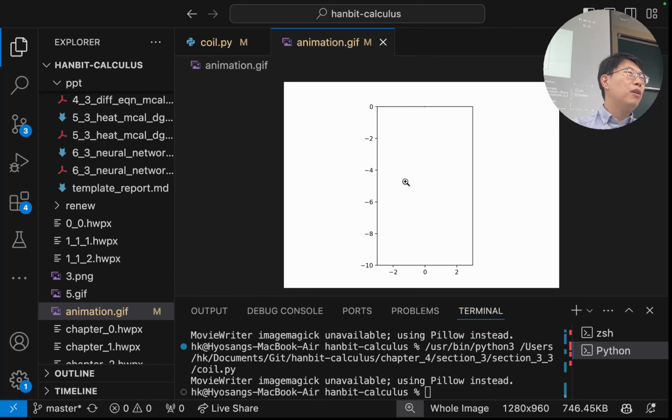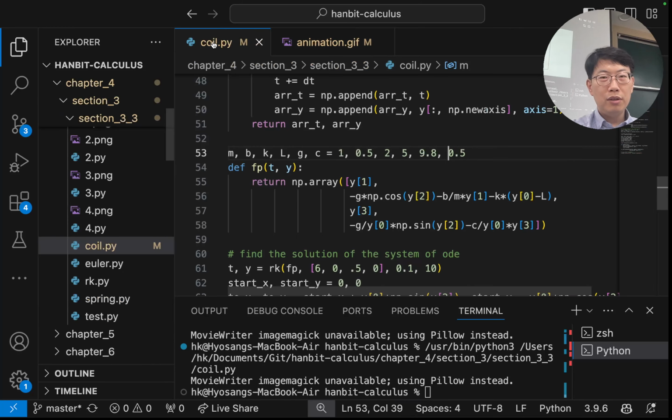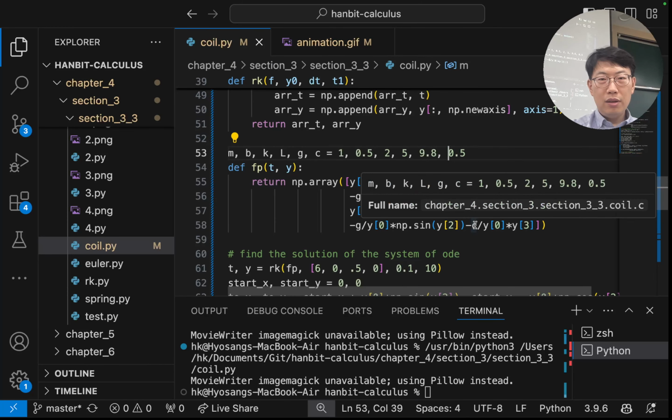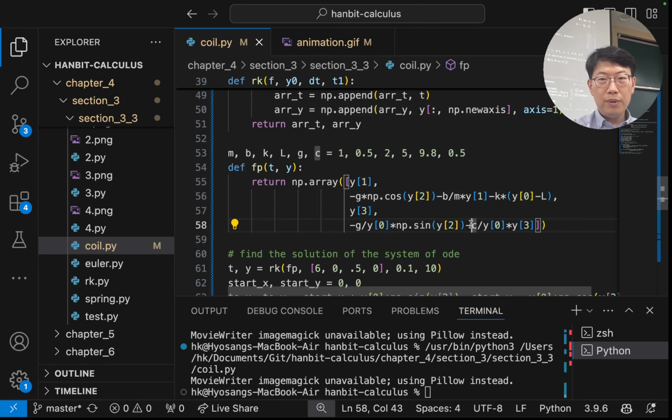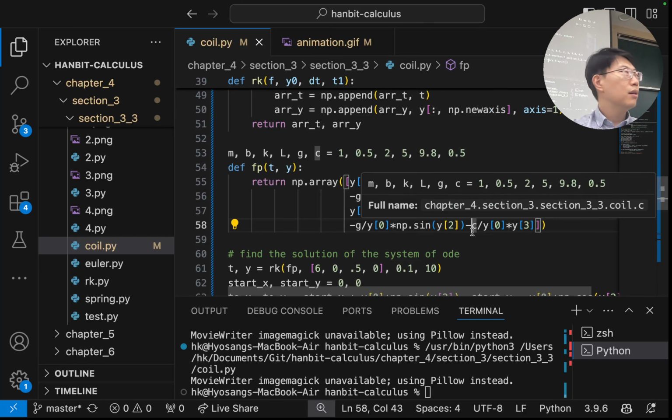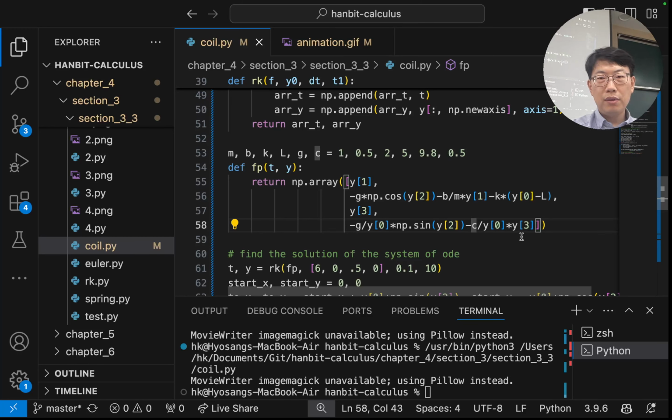Something is wrong in the pendulum motion, right? I think maybe, is it because of a dragging force?